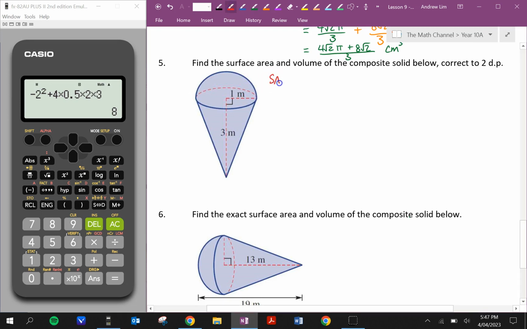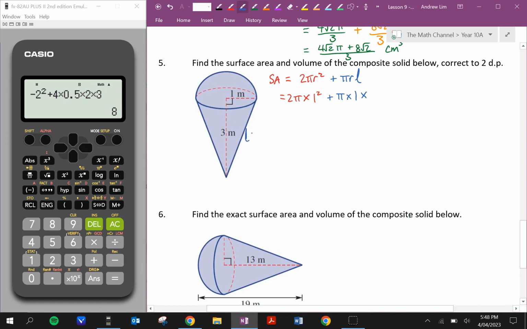So let's have a look at this surface area. We only have the curved part of the hemisphere and the curved part of the cone. So technically that's 2 pi r squared for the hemisphere and pi rl for the cone. So let's start substituting values in. The radius we know is 1. The slant height, oh, that's this bit here.